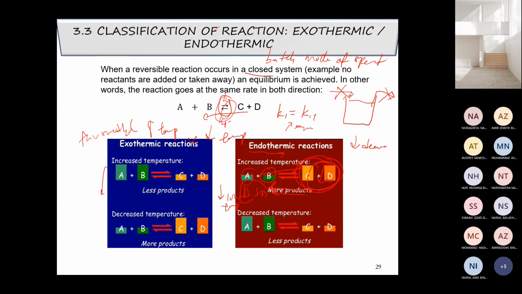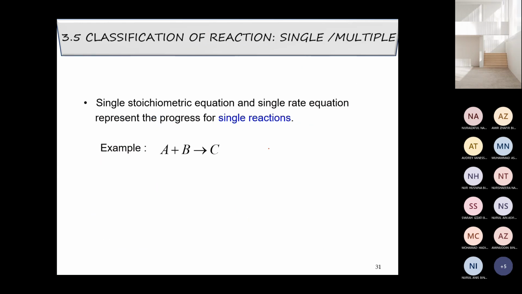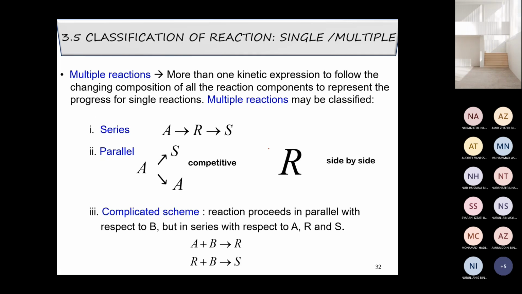I will repeat. Okay, and then we have a classification of reaction. Ni tak payah sangat nak tengok. And then we have a classification of reaction single or multiple. So single reaction is A plus B is equal to C. Multiple ni you akan belajar. Ingat tak dalam lesson plan kita ada multiple reaction. So multiple reaction, more than one kinetic expression to follow the changing composition of all reaction components to represent progress for a single reaction. So we have a series dia akan bergerak terus lah.